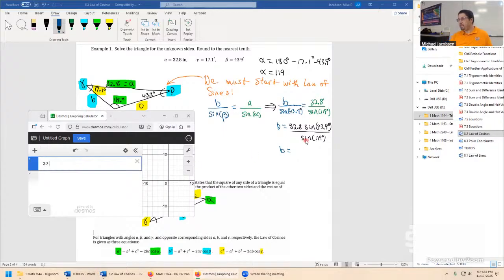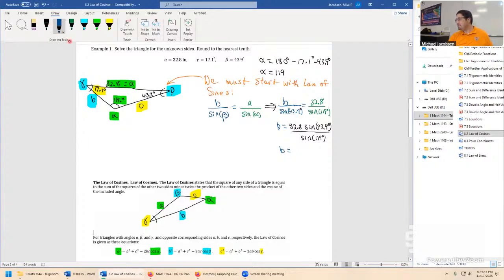B is 32.8 sine 43.9 divided by sine 119 degrees. We're rounding to the nearest tenth, so this is 26.0, and this is inches. So 26.0 inches fills in there.